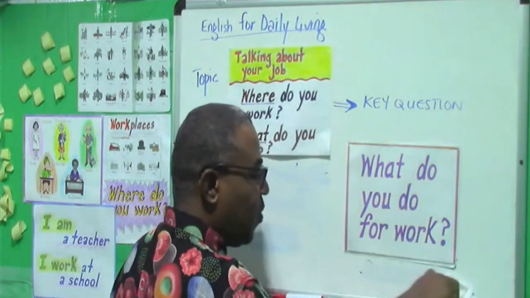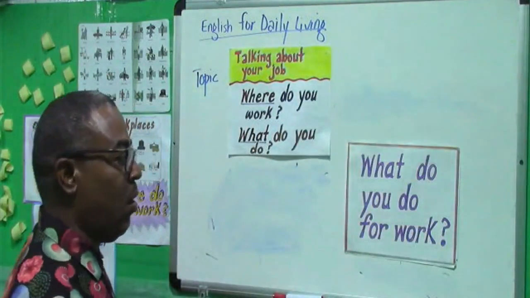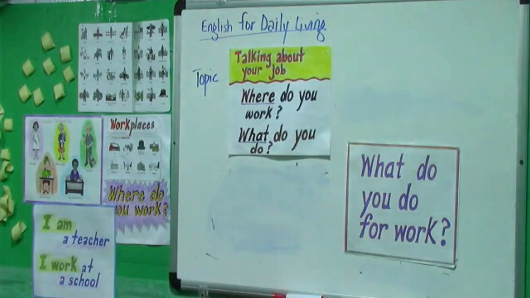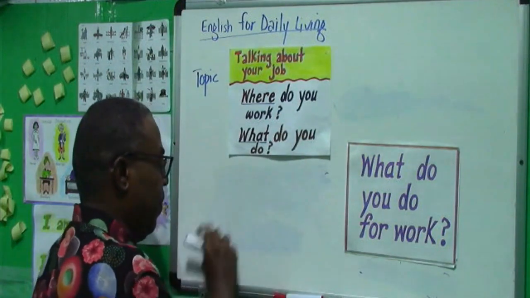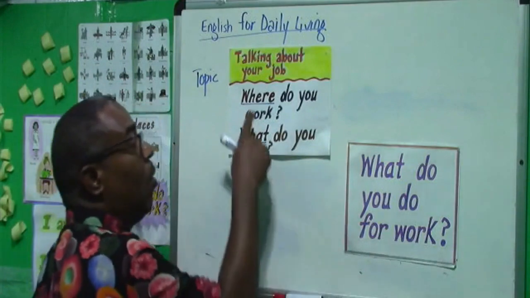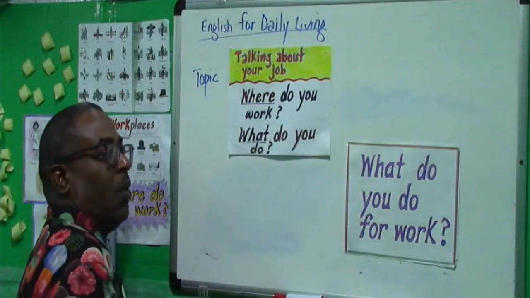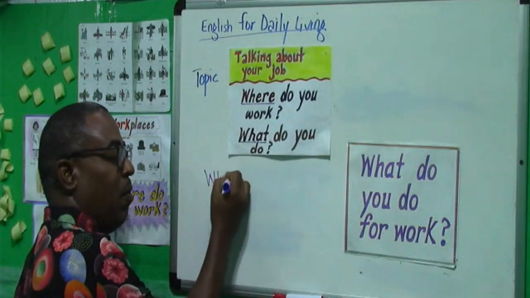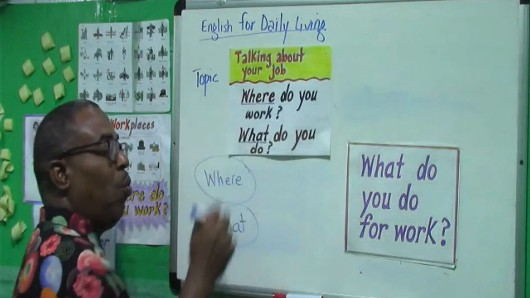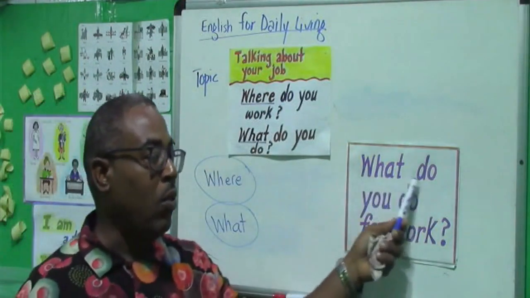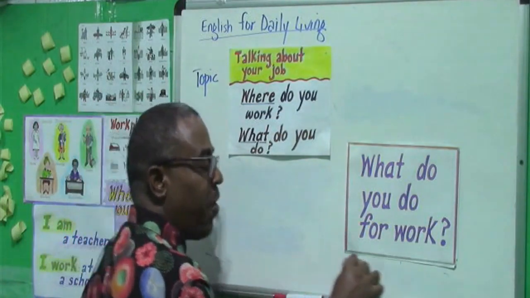Now, let's go over these very quickly. Remember, one of the important things to do is to be able to listen and repeat. So we have, where do you work? What do you do? The question words, we have where and we have what. Where do you work? What do you do? What do you do for work? What is your occupation? What is your profession?